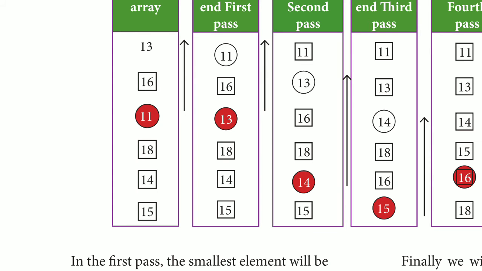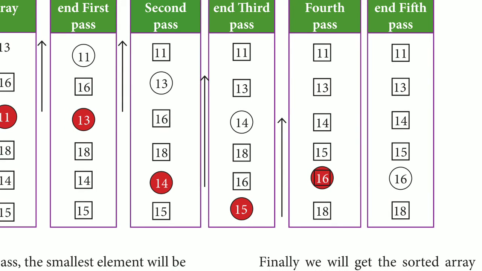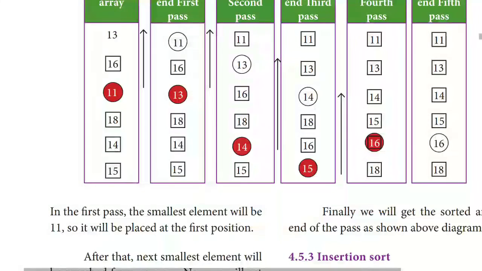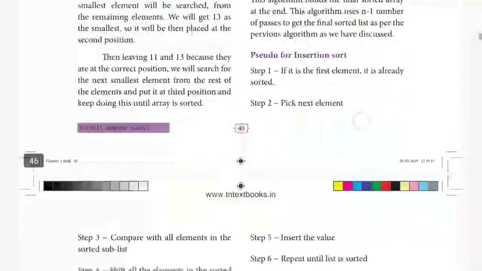Now here you can see that the third position is selected and it finds the least element, 14, and places it in the third position. And in the next place you can see that 15 is the least element, it is kept in the next position. So likewise it will keep on swapping the values until it reaches the sorted array.